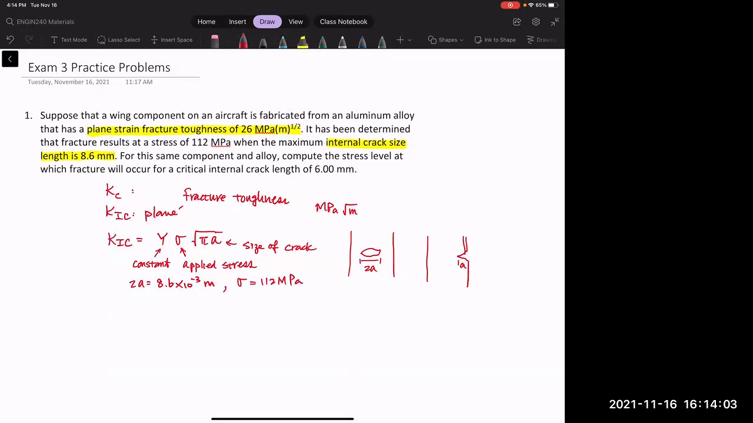With this information, you can actually do the calculation for this problem because the K1C they give you is 26 megapascal square root of meter. And then everything is given except the Y. So the first thing you do is find Y.